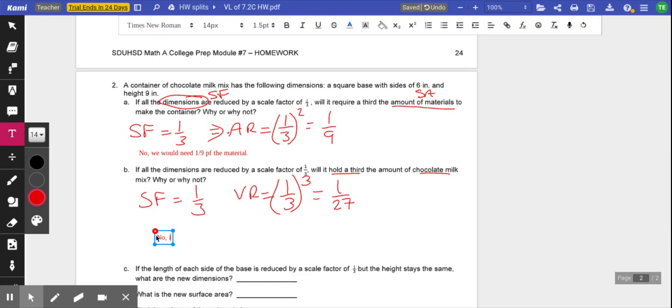No, it would hold 1/27 of the chocolate milk.